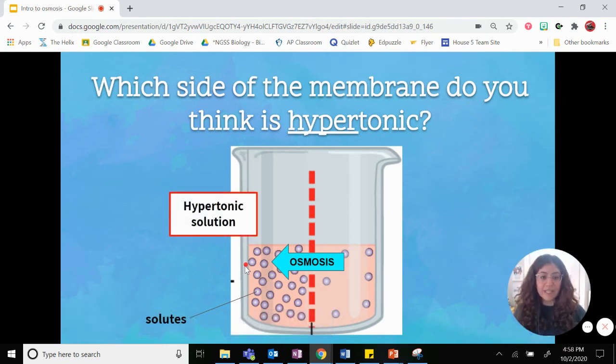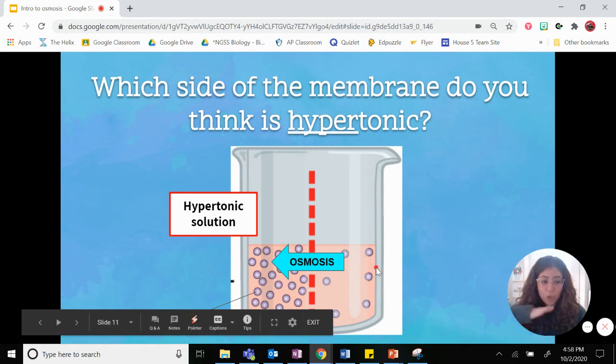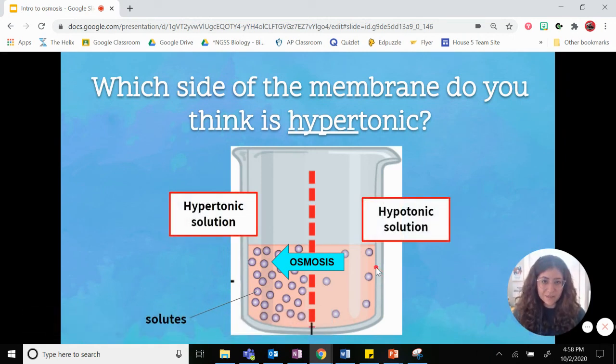And then in comparison, that means the right side here, because it has low solute, is going to be hypotonic. And now we can see the water is still moving in the same direction, right? We've just changed the terminology to kind of save ourselves some words. So now we can see that the water is moving from the hypotonic to the hypertonic solution.